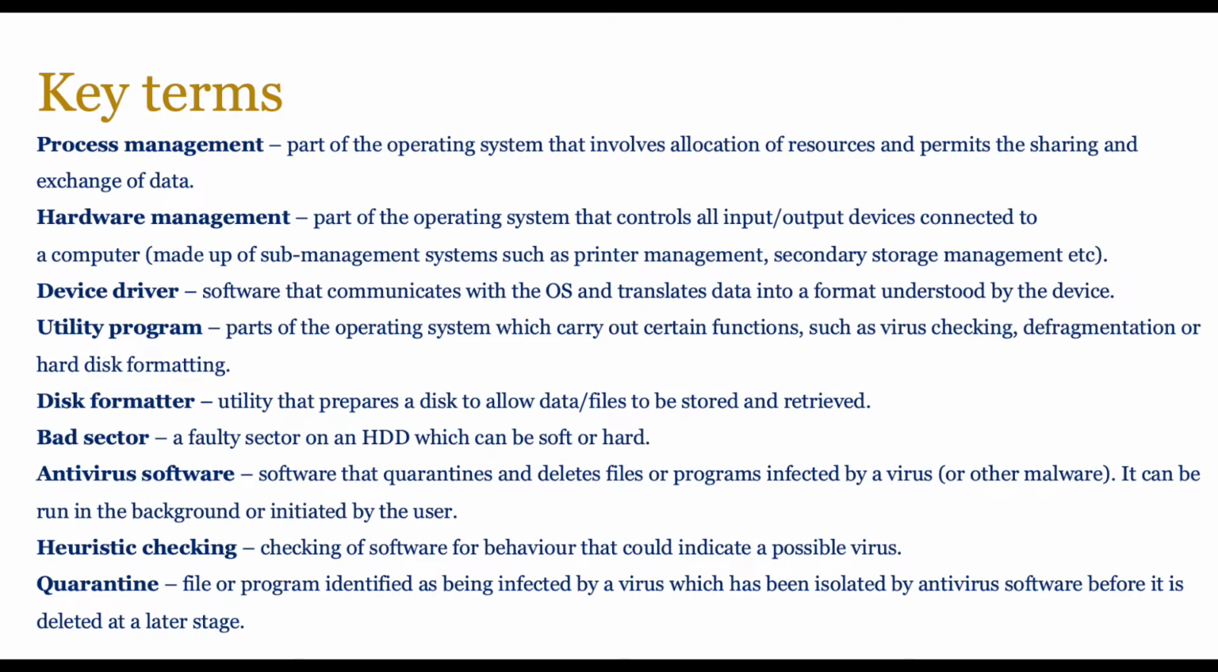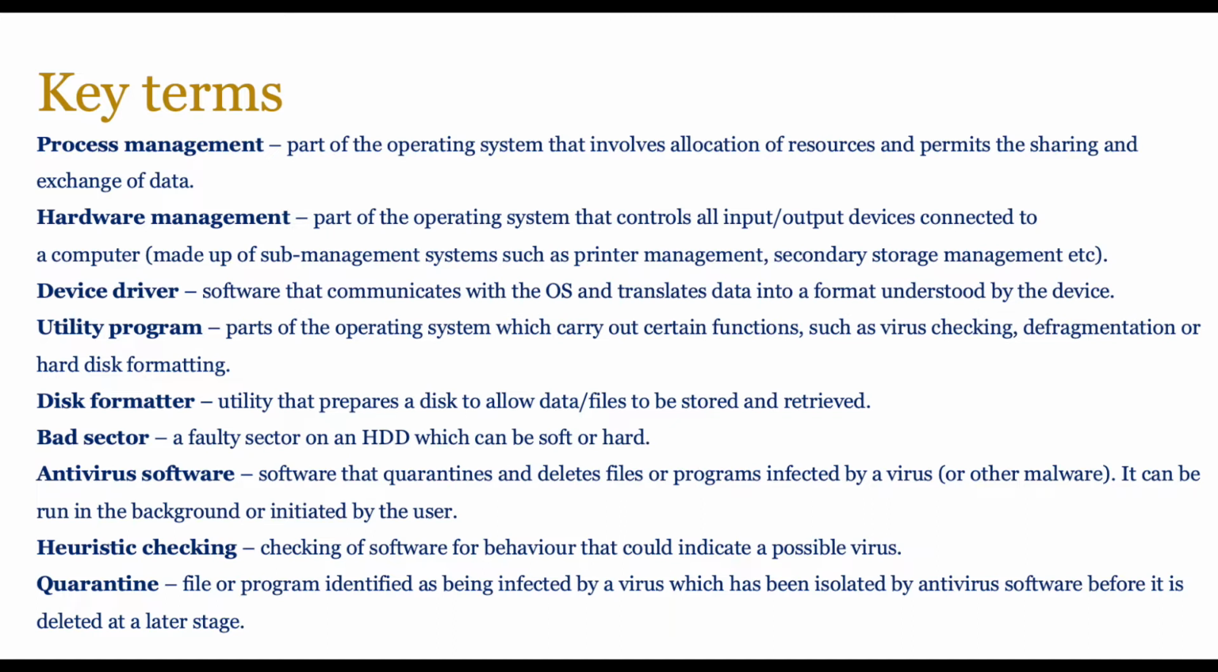These are a bit technical terms now. You probably haven't encountered some of these before. So process management is part of the operating system that involves allocation of resources. It permits the sharing and exchange of data. Hardware management is something that you can probably guess. It allows all input-output devices connected to a computer to make use of the CPU, so it gives that control. And of course, to allow that control to happen, device drivers, which are basically software that communicates with the operating system and the hardware, need to be installed.